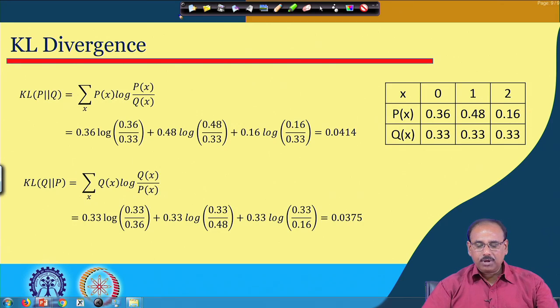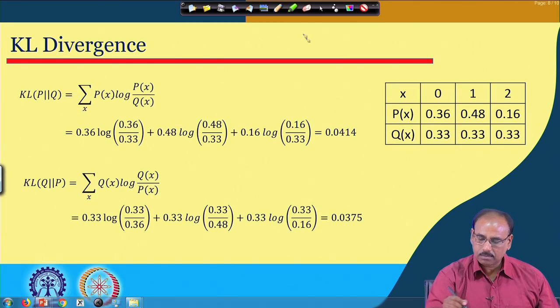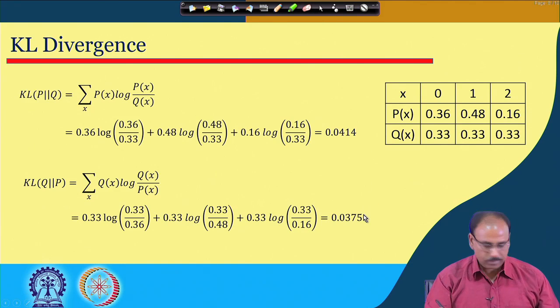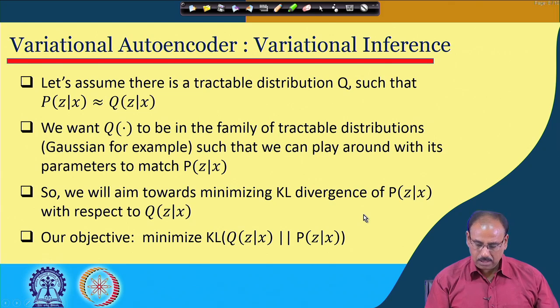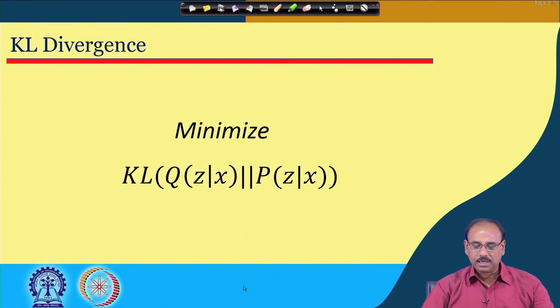So, what we have seen before is that this p of x is intractable. If it is intractable, then there are two ways to deal with it. One option is to go for Monte Carlo simulation, and the other option is to go for the variational inference technique. What we are going to discuss in this lecture is this variational inference technique. So, let us see what it is.